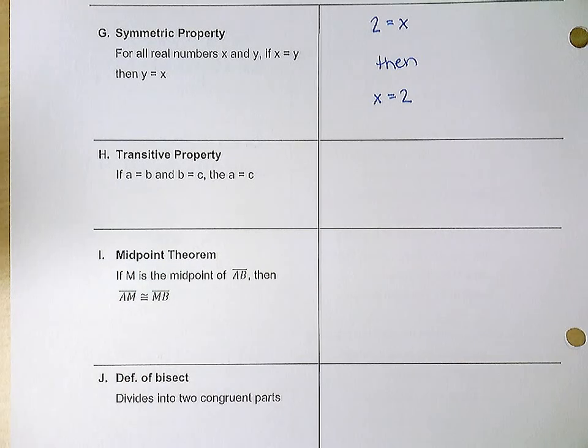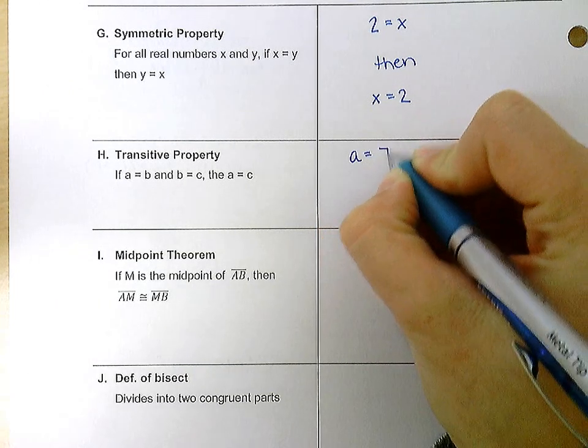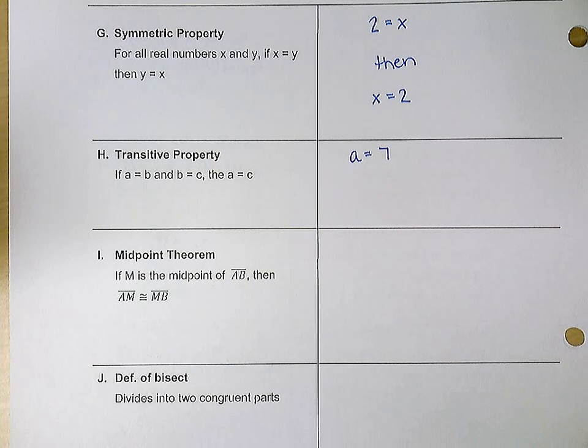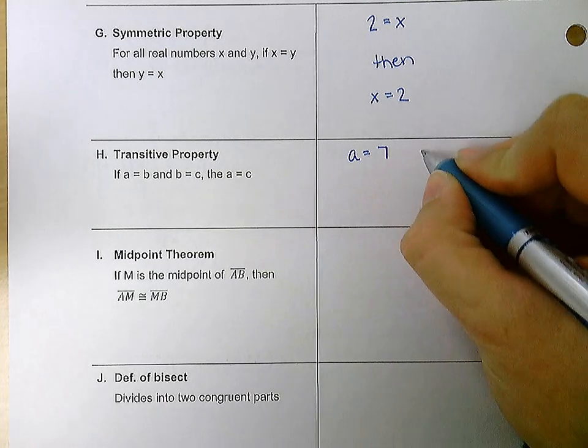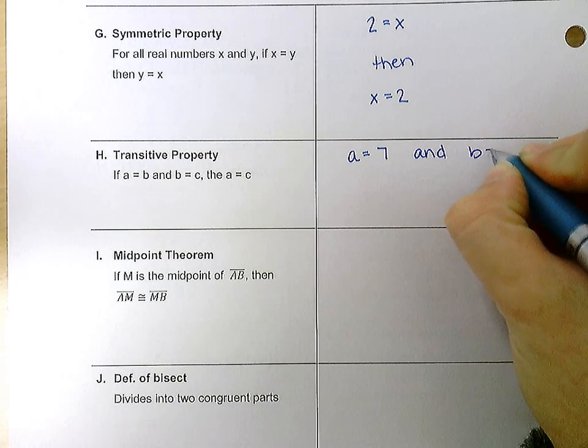Okay, H is the transitive property. The transitive property states if A is equal to B and B is equal to C, then A is equal to C. So I'm going to do this example with some numbers just so it makes a little bit more sense. Let's say I have A equal to 7, and I also know that B is equal to 7.